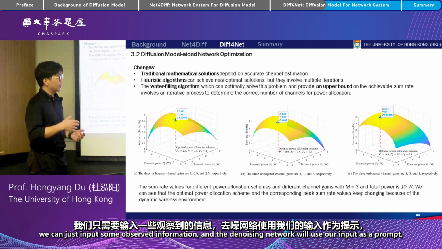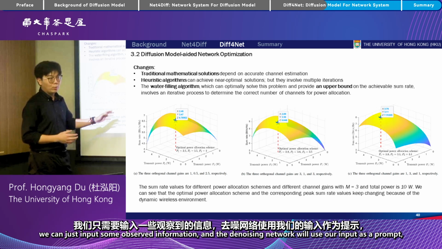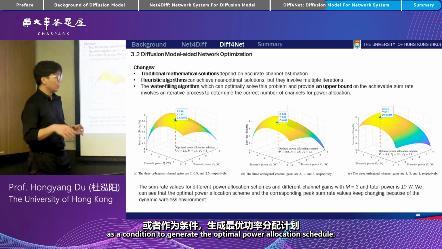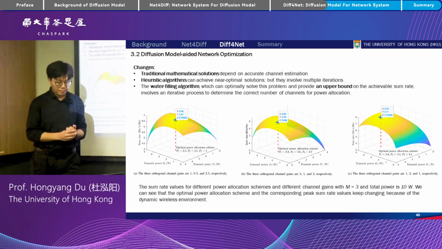And finally, we can just input some observed information. And the denoising network will use our input as a prompt, as a condition, to generate the optimal power allocation schedule.